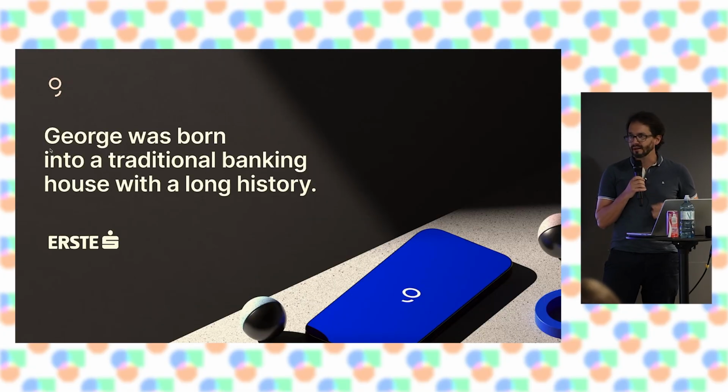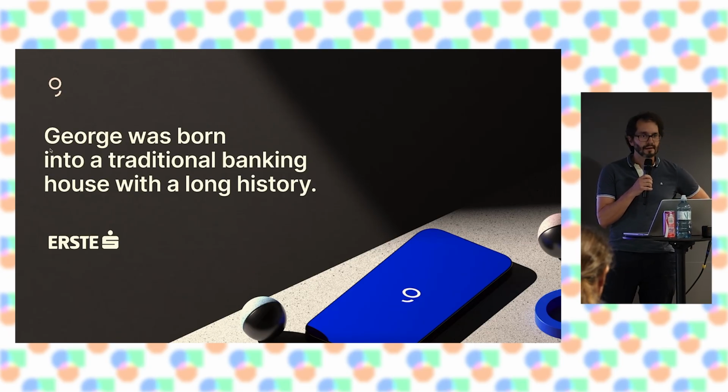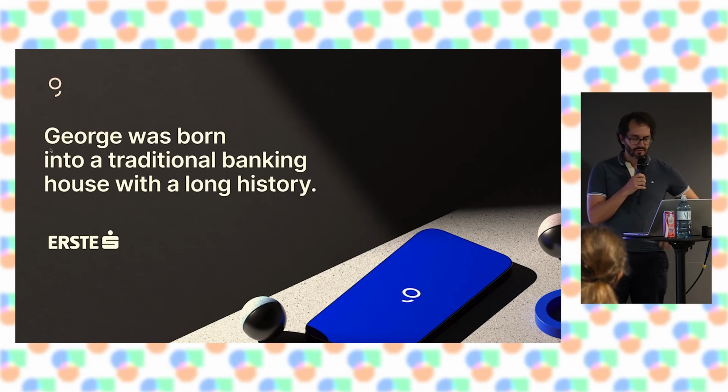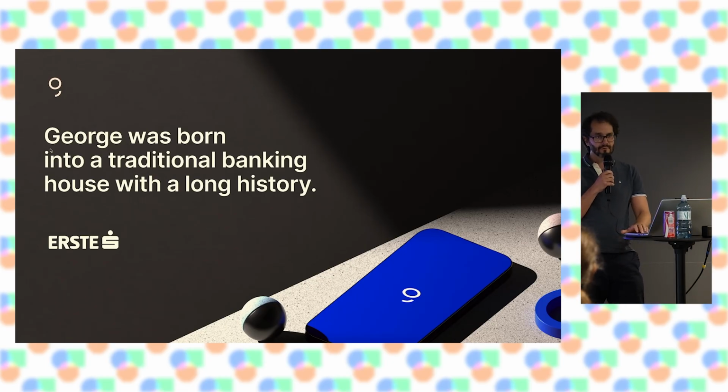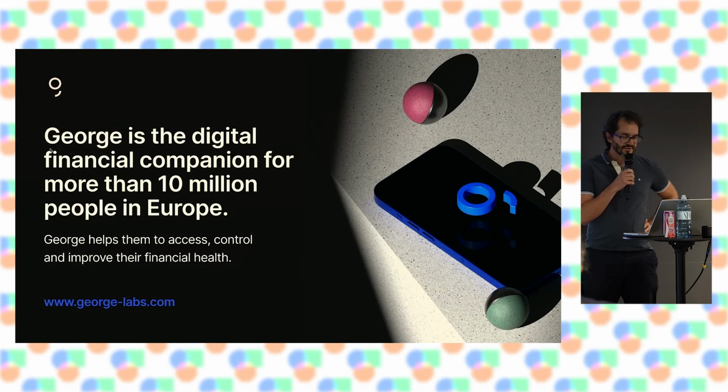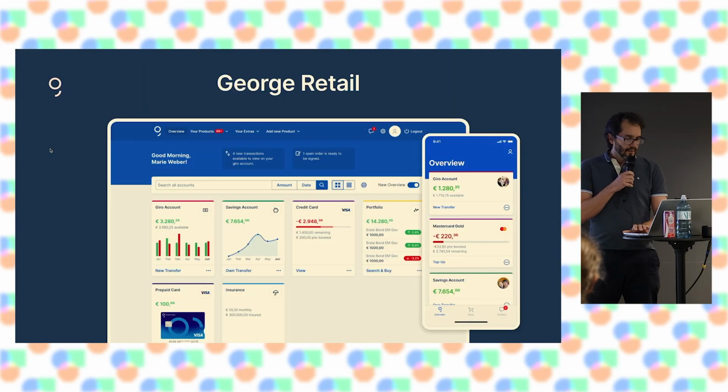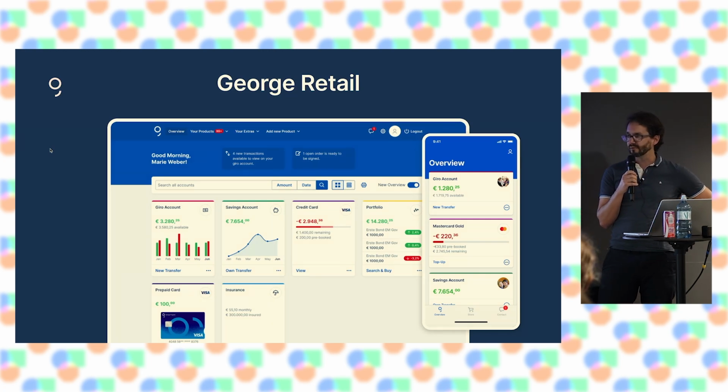George is born out of more than 200 years of history, traditional banking. George is the online banking of Erste, and it serves more than 10 million people in Central and Eastern Europe. When you're a customer of Erste or of the savings banks in Austria, you probably know George Retail. That's a banking application for retail customers, both on web and app.